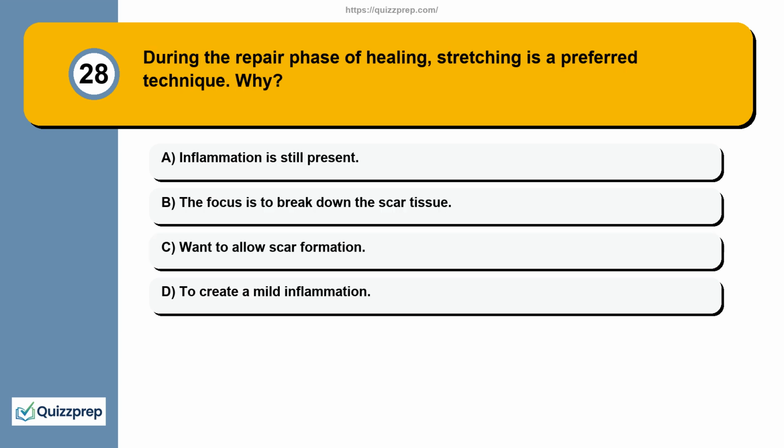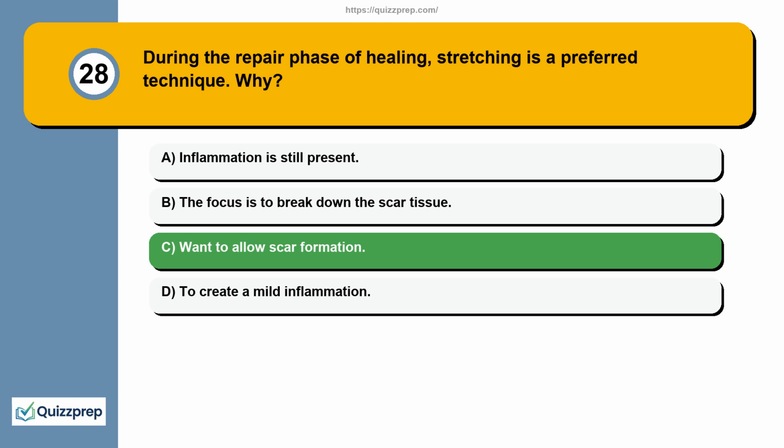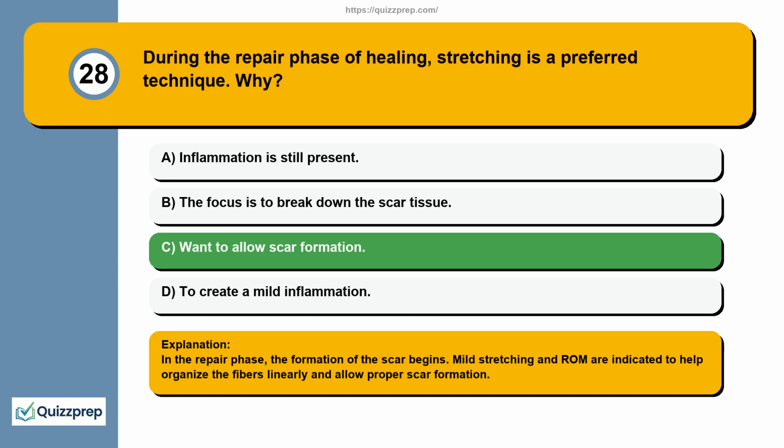Question 28. During the repair phase of healing, stretching is a preferred technique. Why? Inflammation is still present. The focus is to break down the scar tissue. Want to allow scar formation, to create a mild inflammation. In the repair phase, the formation of the scar begins. Mild stretching and ROM are indicated to help organize the fibers linearly and allow proper scar formation.